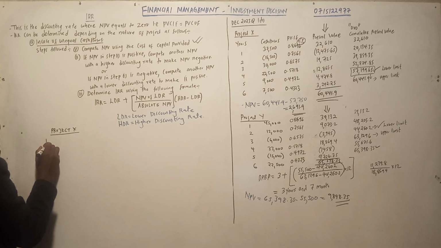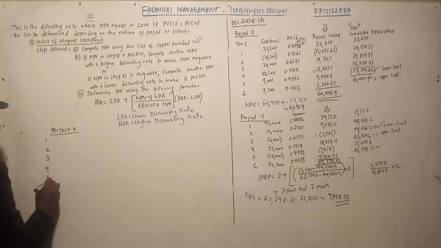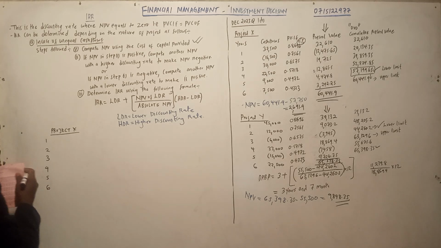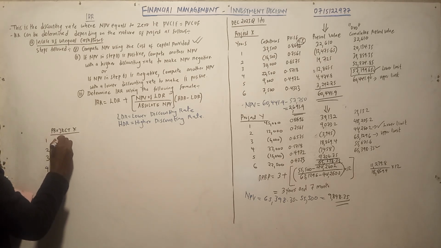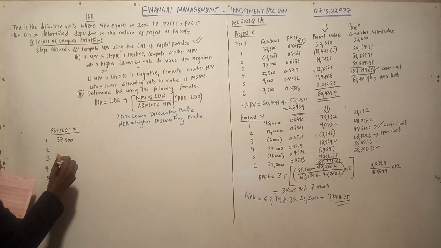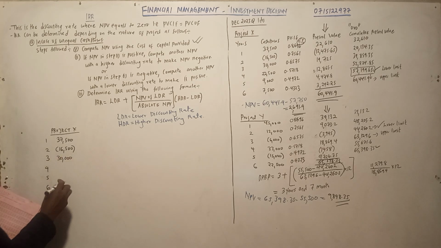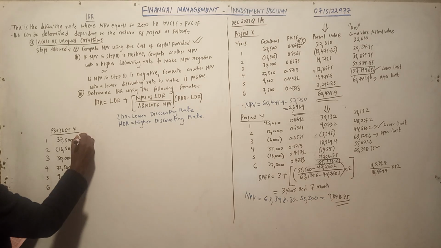So years tuko na 1, 2, 3, 4, 5 and 6. Then that's 7,500. That is 7,500. Minus 16,500. 30,000. 30,000. 22,500. 9,000. 7,500.